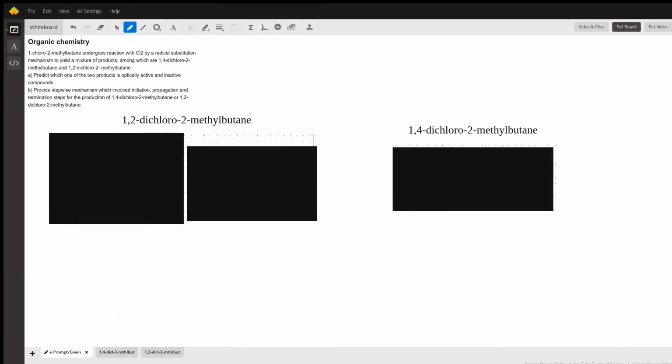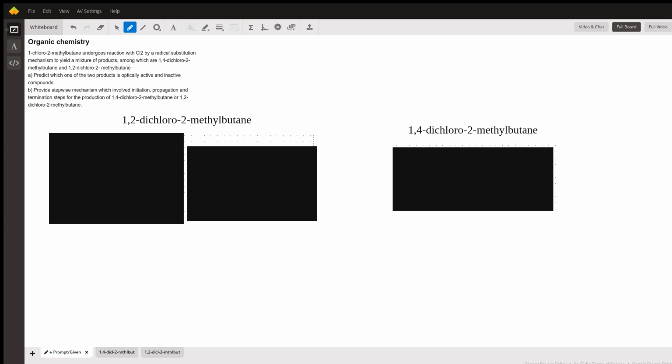Hello. So this is covering radical substitution through mechanisms of initiation, propagation, and termination, at least for the main portion of the question. On part B, part A is just to first ask which is going to be optically active and optically inactive. It has been a little bit since I have been in organic chemistry, but there are certain things that I remember sticking out to me that can hint to you whether something is active or inactive.